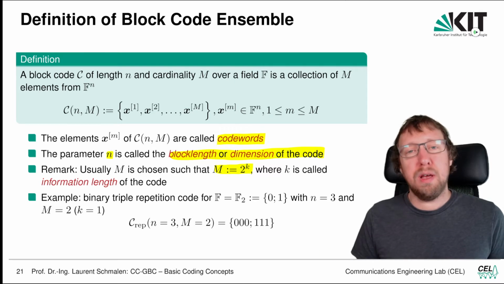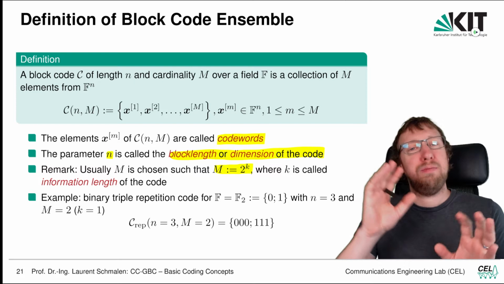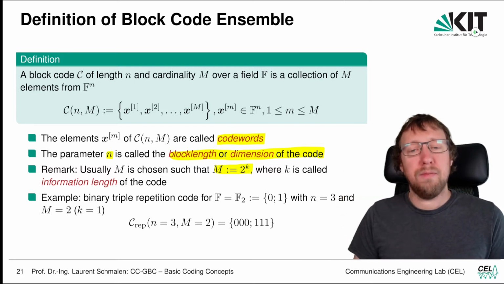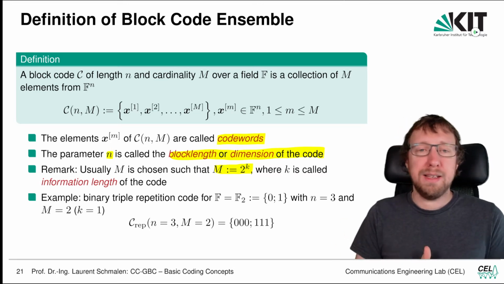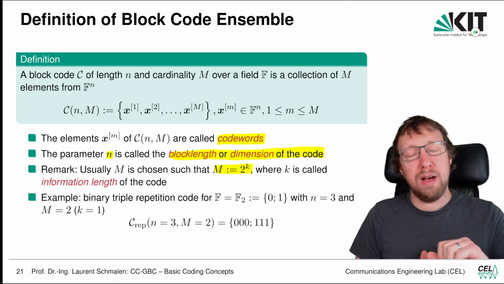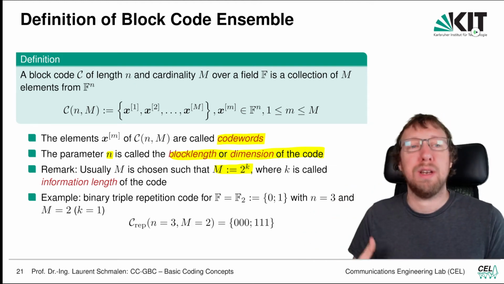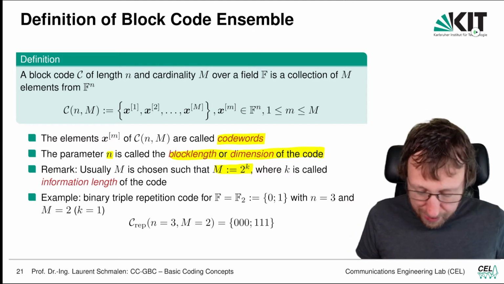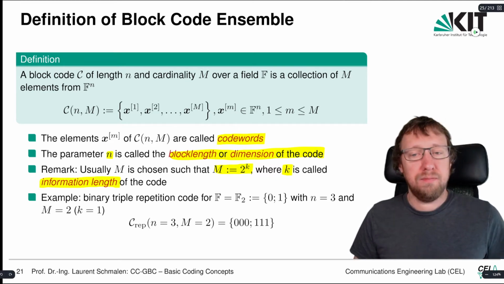We do this because we have k bits at the input. There are 2 to the power k possibilities of choosing this input. By doing so, we can assign a code word to each of the 2 to the power k different input patterns. That's what the encoder is doing. So k is the so-called information length of the code.